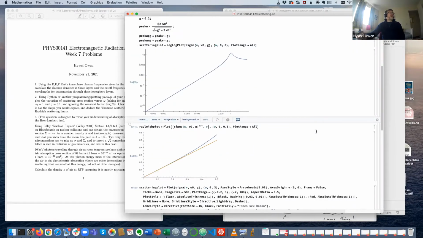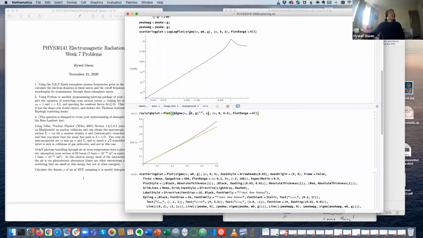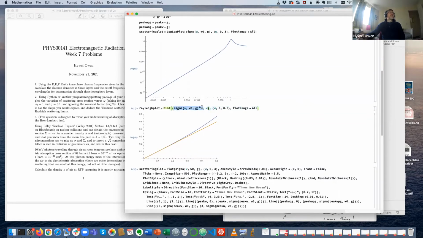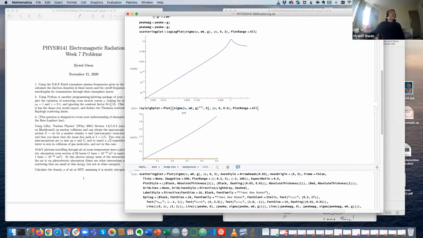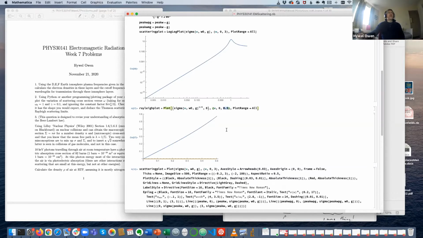Okay, so let's plot the cross-section to the 1/4 power and plot that as a function of frequency. And that's what we're plotting here. Okay, so we're plotting the cross-section versus omega. Okay, so I'll just eliminate that last one. I'll put that to 0 for now. So you can see here, this is the cross-section to the 1/4 power as a function of frequency up to half the resonant frequency.